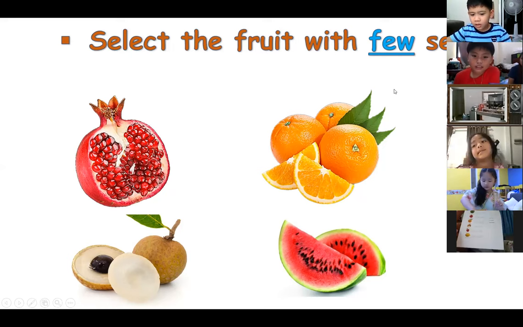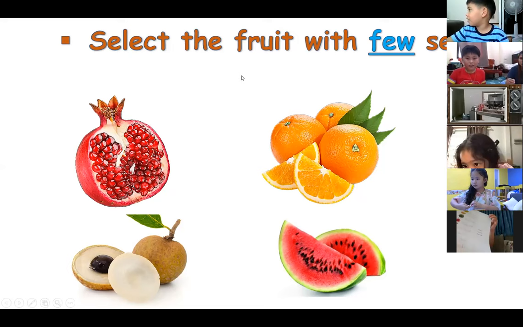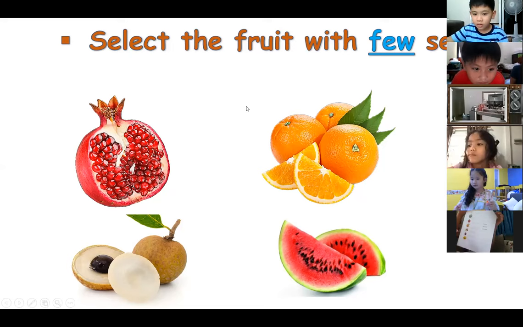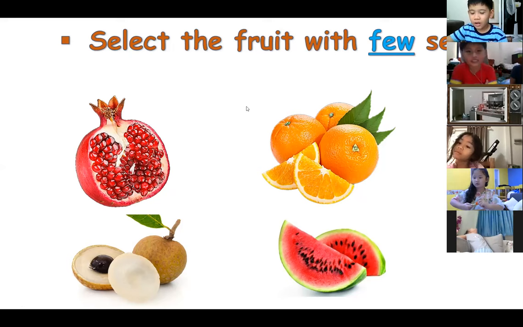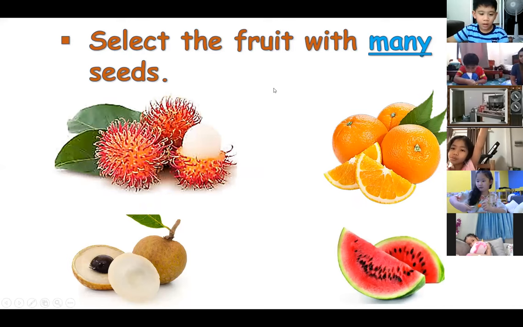Okay, ready? This is for you. 5, 4, 3, 2, 1. Orange. Very good. Next. Orange is the answer. Next. Select the fruit with many seeds.